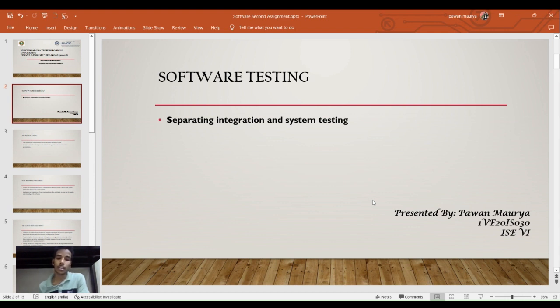Today we will be discussing the software testing. Subject code is 18IS62. In this particular subject, we will mainly discuss separating integration and system testing. Without further delay, let's get into the topics.